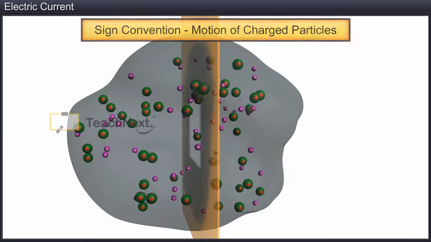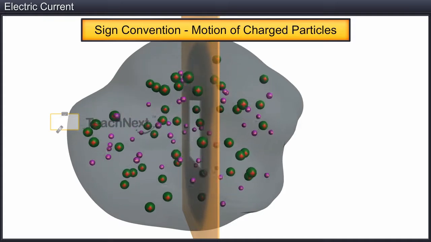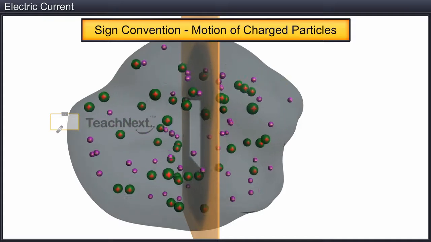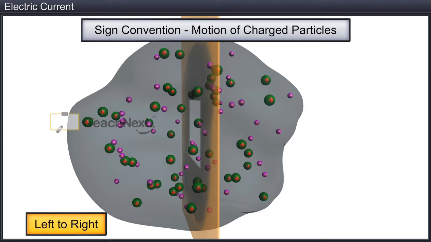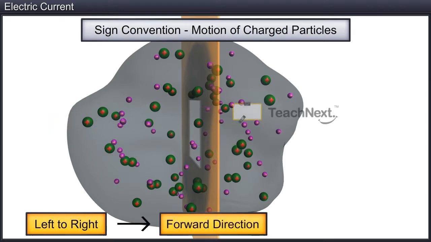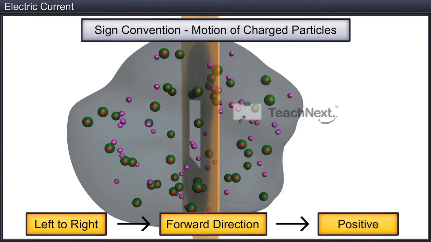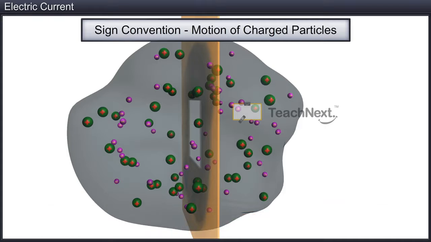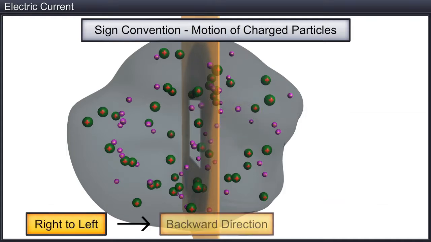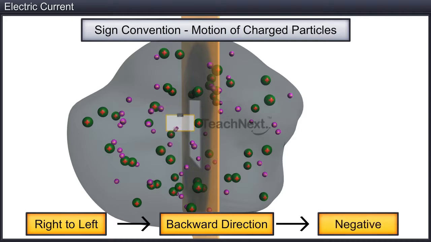Let us now formulate a sign convention for the motion of the charged particles. The left to right motion of any charged particle is taken as the forward direction of motion, which is taken as positive. The right to left motion of any charged particle is taken as the backward direction of motion, which is taken as negative.